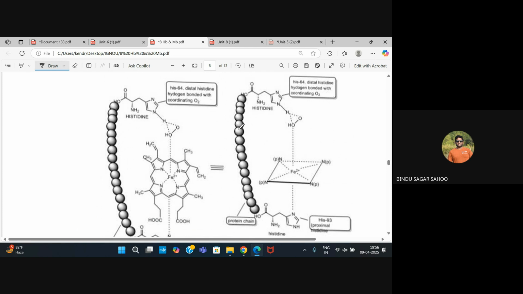So always remember, oxygen binds with the metal complex Fe2+, and on the other side it can also coordinate with another histidine. This histidine is called the distal histidine.